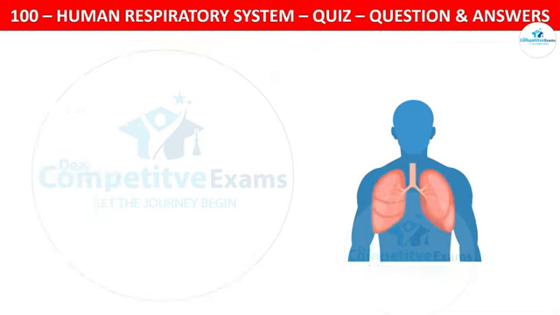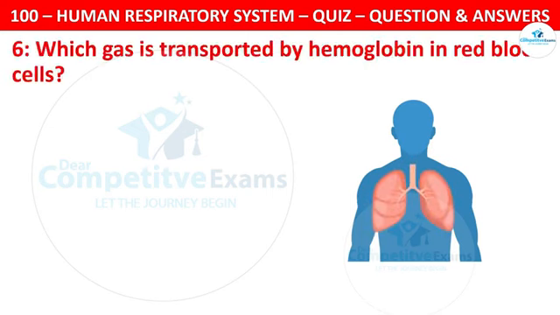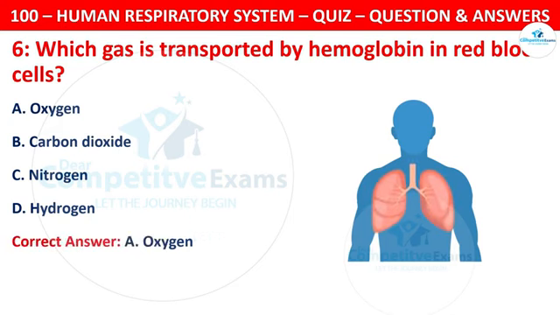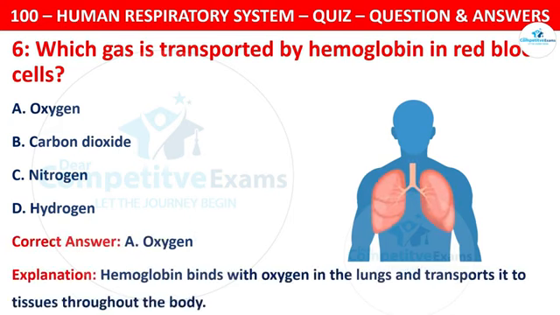Question number 6. Which gas is transported by hemoglobin in red blood cells? Your options are oxygen, carbon dioxide, nitrogen, or hydrogen. The correct answer is A, that is oxygen. Hemoglobin binds with oxygen in the lungs and transports it to tissue throughout the body.